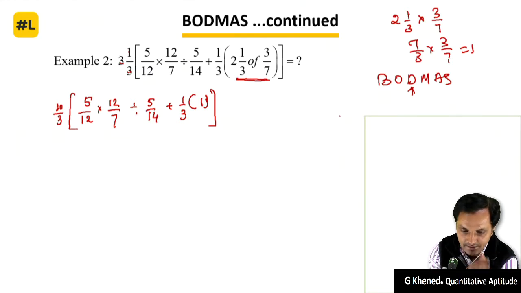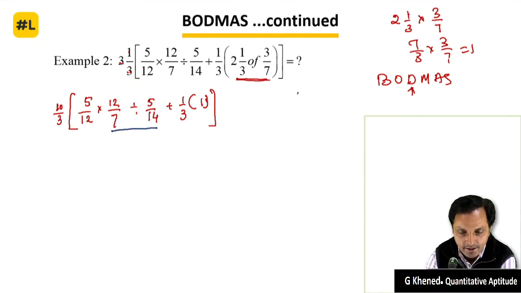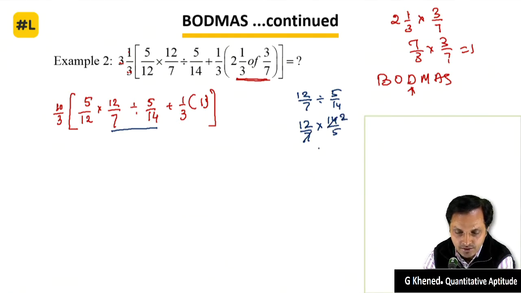Where the division is happening? The division is happening in this part. This is the part where division is happening. How will you divide? 12 by 7 is divided by 5 by 14. So 12 by 7, division is nothing but 14 by 5. 7 ones are 7, 7 twos are 14. So this will be 24 by 5.